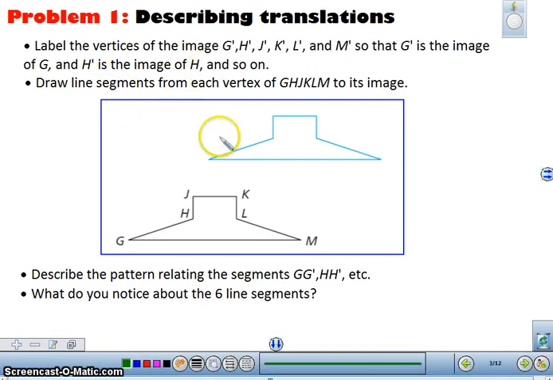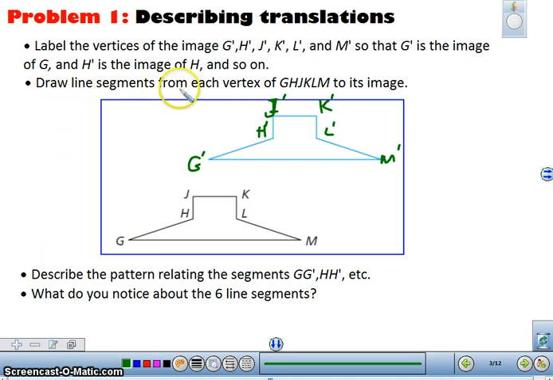Now, if we label these points going around this, it says label the vertices G prime, H prime, J prime, K prime, L prime, and M prime, so that G prime is the image of G. So we notice where G is, so in the same spot, we're going to now have G prime. Where is H going to be? H prime. We should mark I prime or J prime. Okay? And if you continue going around your figure, you should have all of these labeled with the prime. So that's telling us that it's the new image.